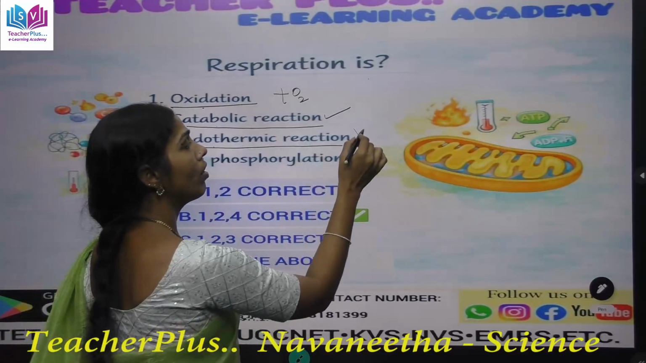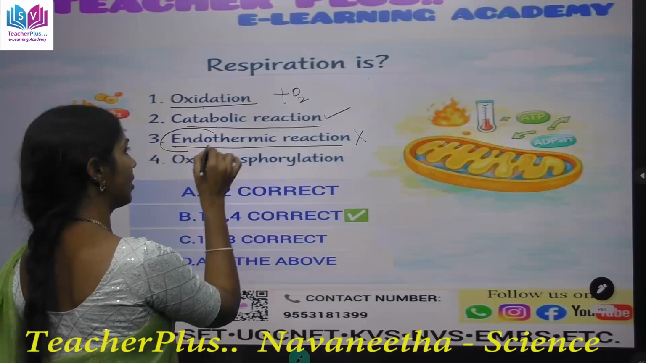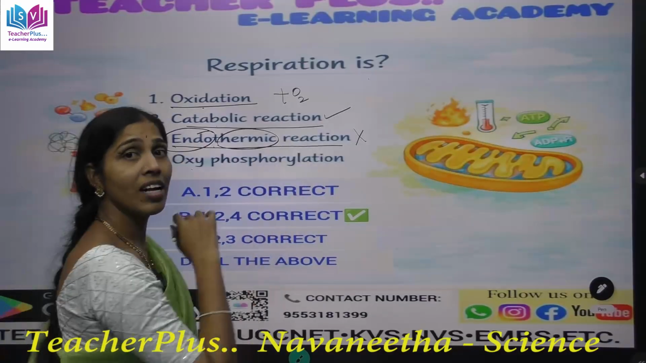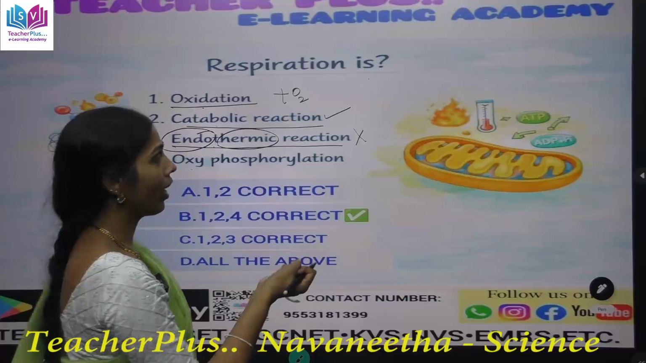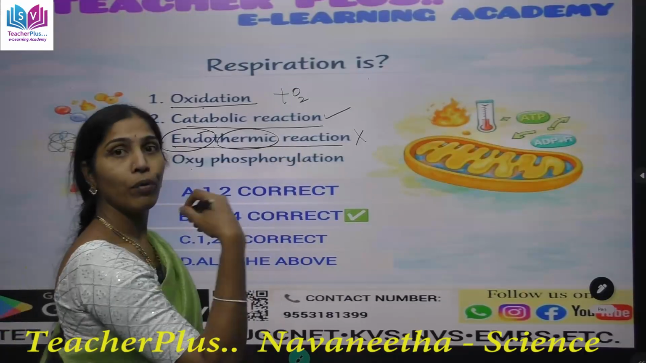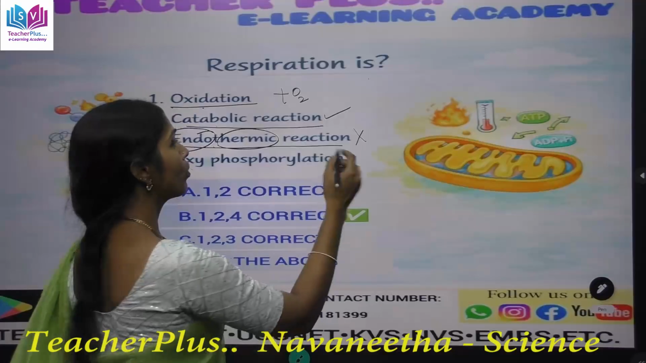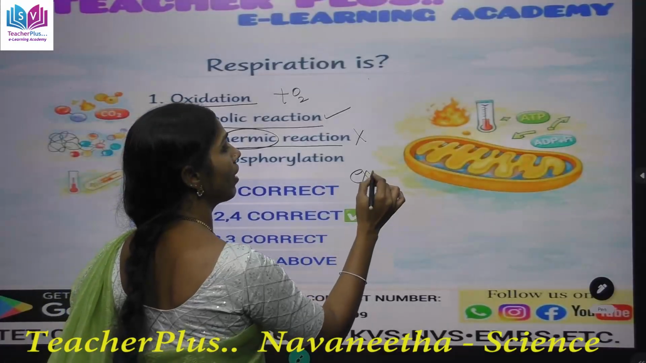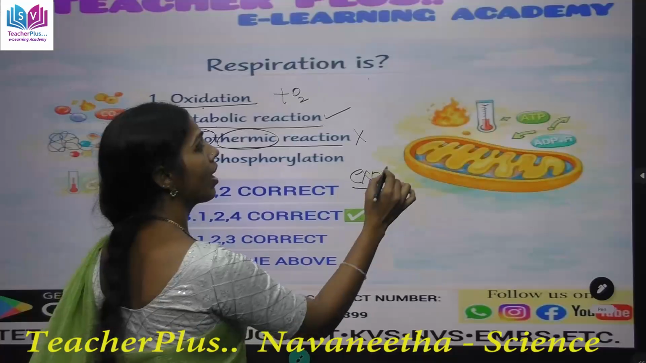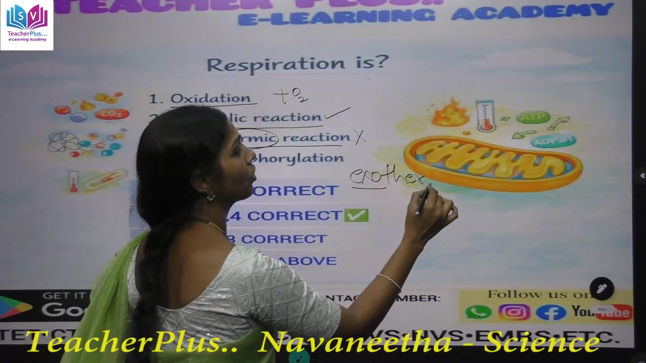So this is wrong. Endo means inside, thermic means heat. So this reaction doesn't absorb heat. This process produces the heat. Okay, so this is exothermic reaction. This is not endothermic reaction. The respiration is exothermic reaction.